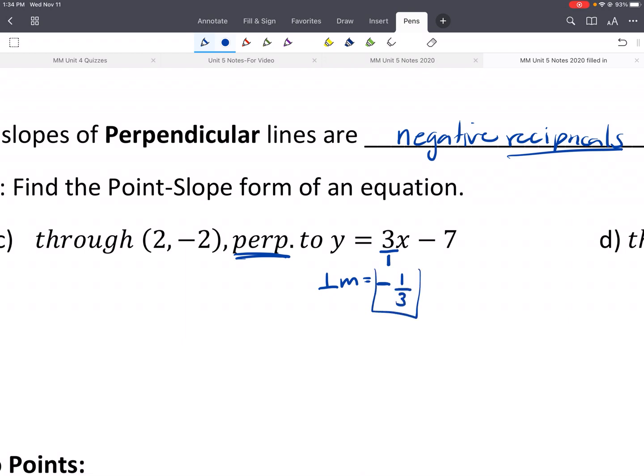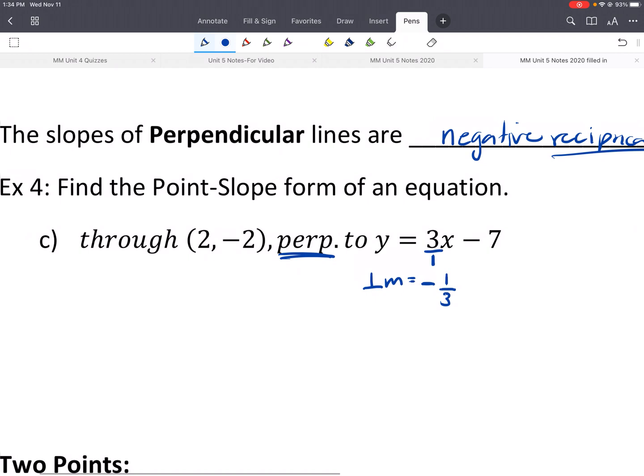So negative 1/3 would be our perpendicular slope. All right, so now let's plug in our point and our slope into point slope form. So y minus, let's label this again, x1 and y1. So y minus y1, and that will give us y minus a negative 2, give us a positive 2, is equal to negative 1/3, and then we'll do x minus x1, so minus 2.